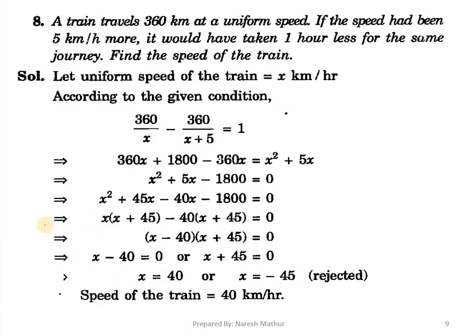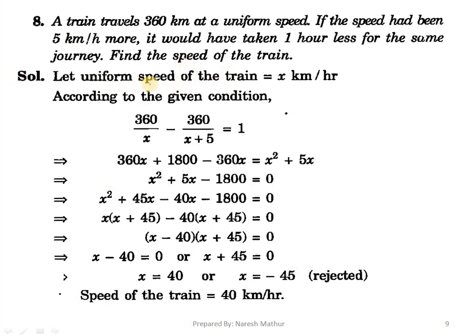Now this pattern is called speed, distance and time problem. The problem is based on speed, distance and time. A train travels 360 km at a uniform speed. If the speed had been 5 km per hour more, it would have taken 1 hour less for the same journey. We need to find the speed of the train.